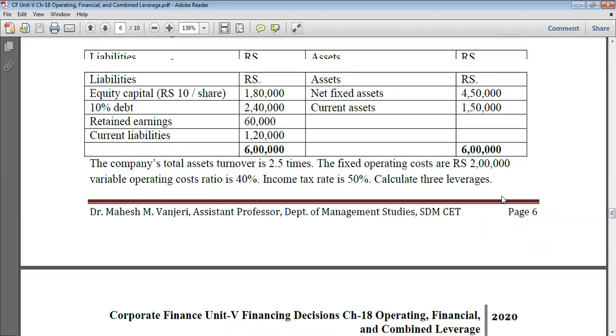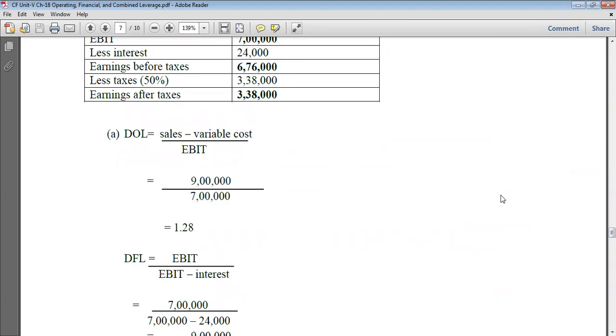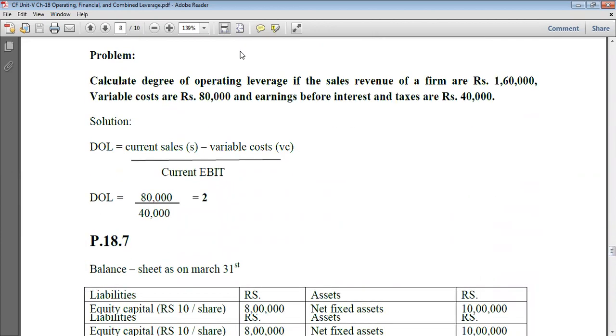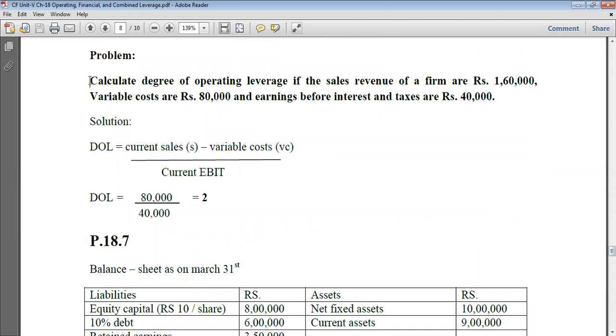This is the problem that we solved in the previous class. Now let us move on to the next problem. The problem is straight: calculate the degree of operating leverage if the sales revenue of a firm is 1,60,000, variable costs are 80,000, and EBIT, that is earnings before interest and taxes, is 40,000 rupees. It is a 3-mark question.